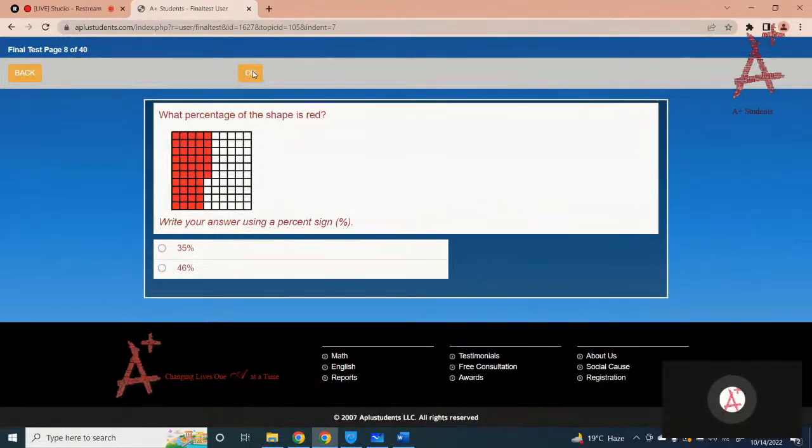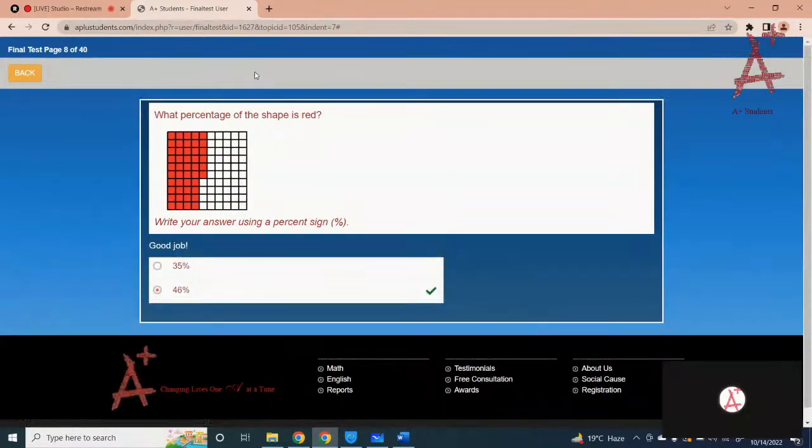What percentage of the shape is red? 46% of the shape is colored. Got it? So select the correct option and click on the OK button.